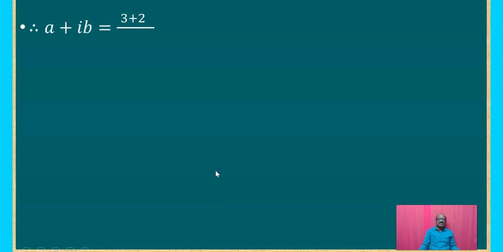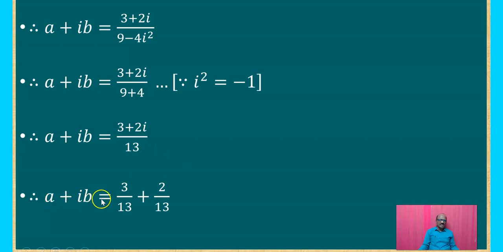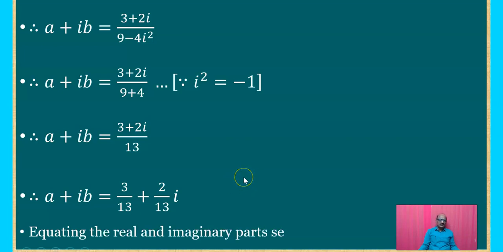Then you will get a plus ib is equal to 3 plus 2i upon 9 minus 4i squared. Therefore, you will get 9 plus 4, 13. Therefore, a plus ib is equal to 3 upon 13 plus 2 upon 13 i. Equating real and imaginary parts, we get a is equal to 3 by 13 and b is equal to 2 upon 13.